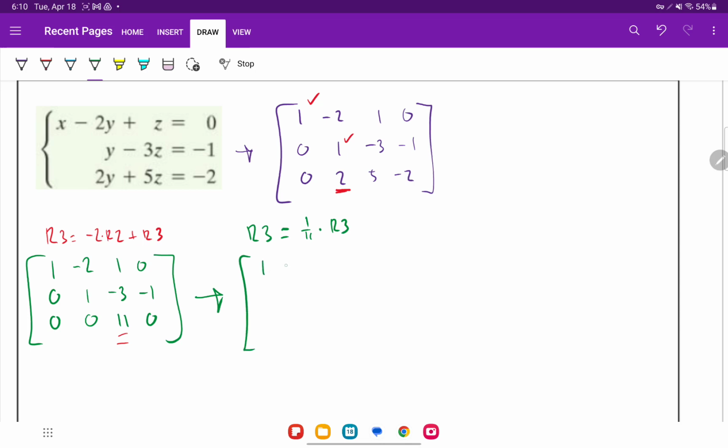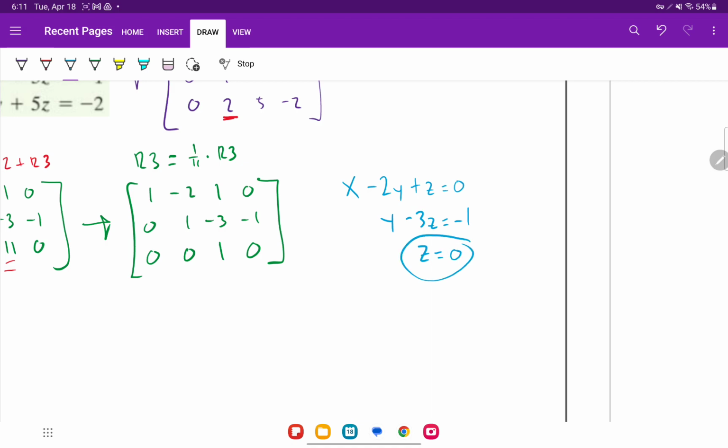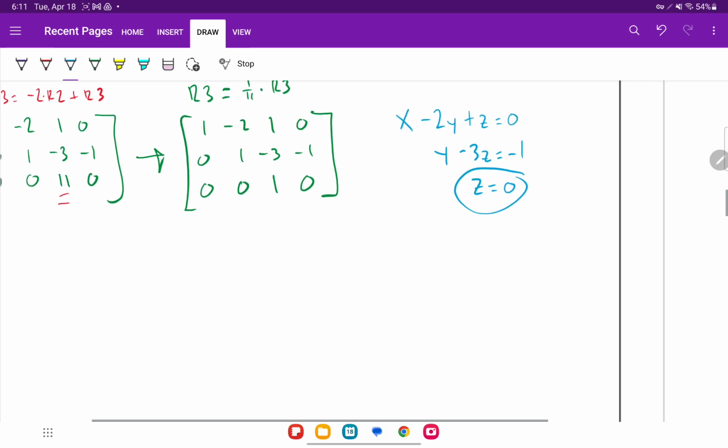So I didn't change row 1. I didn't change row 2. And now I'm going to multiply row 3 by 1/11. So 0 times that is 0, 0 times that is 0. 1/11 times 11 is 1, and then 0 times that is also 0. Okay, so there's the matrix I need. Now I'm going to set up my system of equations. So x minus 2y plus z is equal to 0. There's no x in the second row, but we have y minus 3z equals -1. And then last we have z equals 0. And z equals 0 is done. So I just need to find x and y.